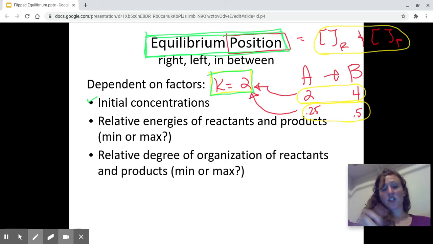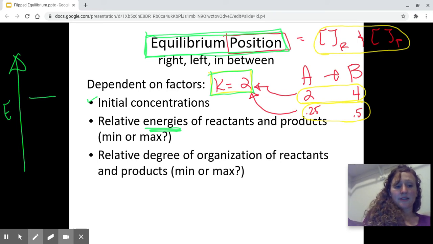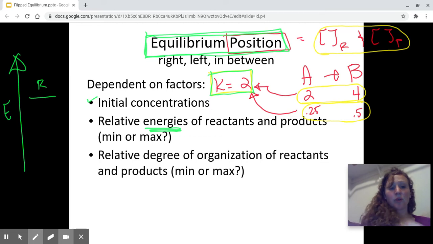What else can shift these equilibrium positions? Well, the relative energies of reactants and products. When we're talking about that, we're talking about an energy diagram. Where are the reactants? And relative to the reactants, where are the products? This can affect the equilibrium positions of reactants and products.